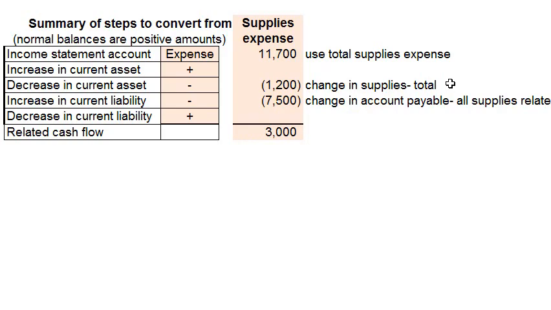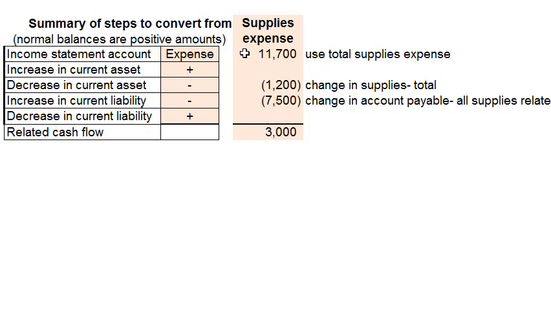So we're converting from supplies expense on the income statement, $11,700, to how much cash was actually paid for those supplies. And the difference is housed in two different accounts. We know that we might buy supplies that we never used, so the balance in the supplies asset account accounts for some of that difference between supplies expense and cash paid. In this case, we also don't always pay cash for our supplies. We sometimes buy supplies on account. So another difference between supplies expense and cash paid for supplies would be in the accounts payable account.